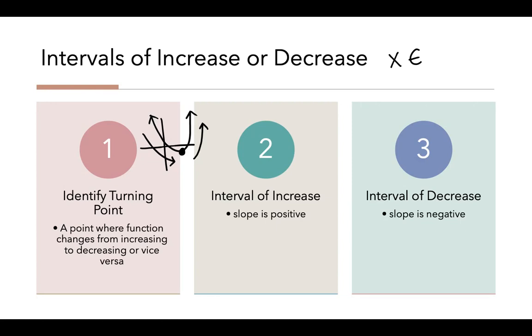So the graph is decreasing, and at that turning point, the slope changes and it increases. After you identify the turning point, we're going to see, is the slope positive? If it's positive, it's an interval of increase. If the slope is negative, it's an interval of decrease. So we're always looking at what's happening to the y value, but the interval is always stated in the domain, x.